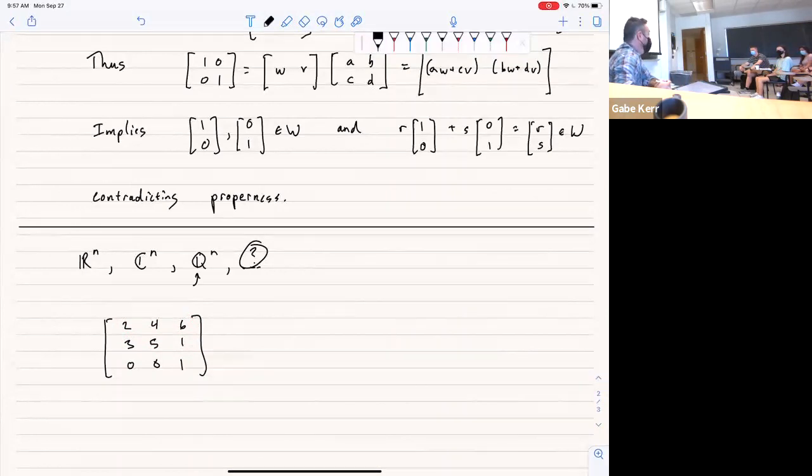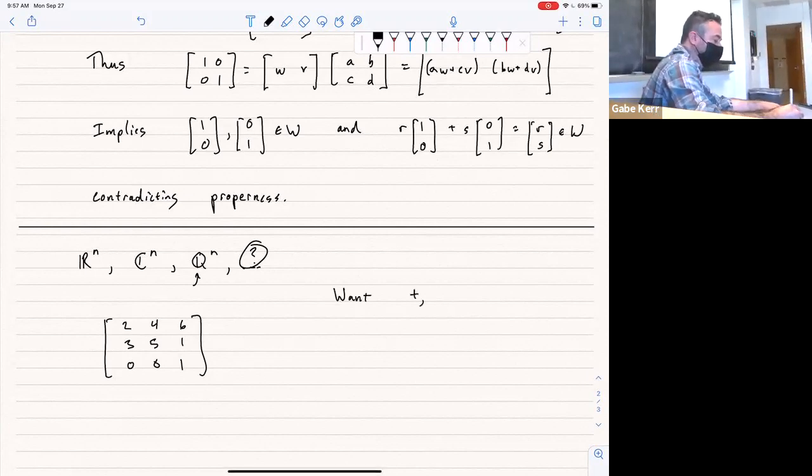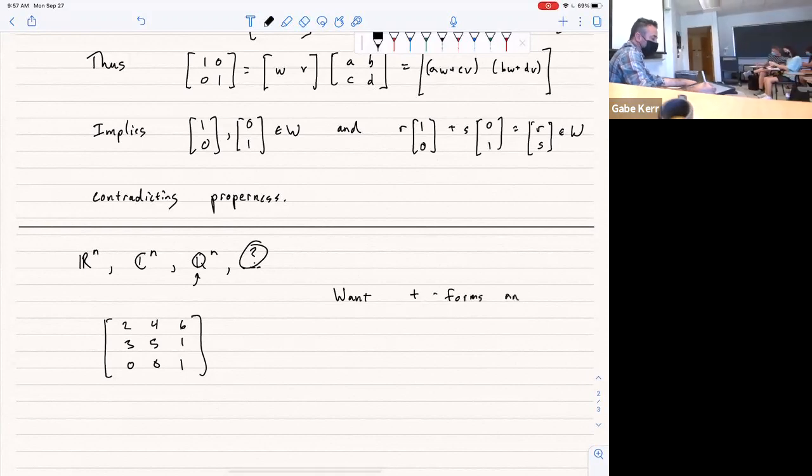Dividing is a big ask, right? You can't always do it. We spent all that time talking about invertible matrices and so on. A lot of things aren't invertible. So we want a notion of division. So let's write down what our asks are here. We want an operation plus that forms an abelian group.